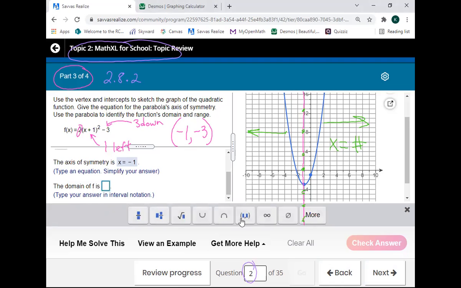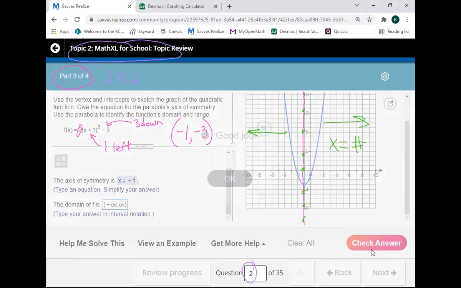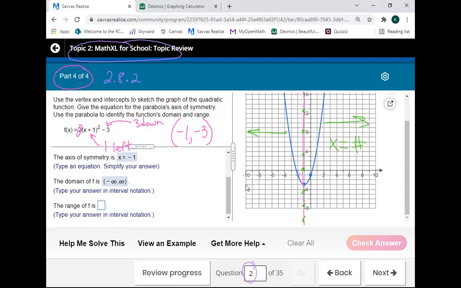Oops, I'm not in the box anymore. And then I need a negative infinity to the left, always left to right, to a positive infinity on the right. I don't think that was in the box, and I've had that get marked wrong before. There we go. So that's everything for my domain.